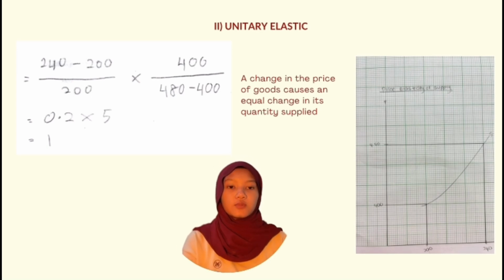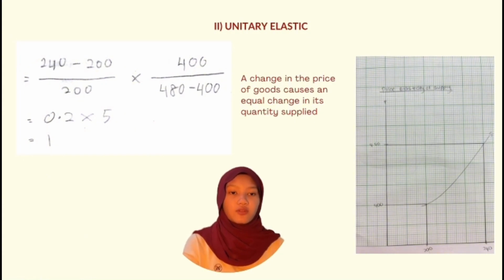Next I'm going to explain question number 2, which is unitary elastic supply. Here, when the price rises from 400 to 480, the quantity supplied also increases from 200 to 240. The elasticity value is 1, meaning the percentage change in price equals the percentage change in quantity supplied. As you can see in the picture above, the graph shows a straight line from the origin. Both price and quantity change at the same rate.